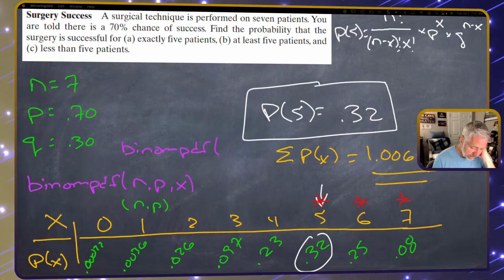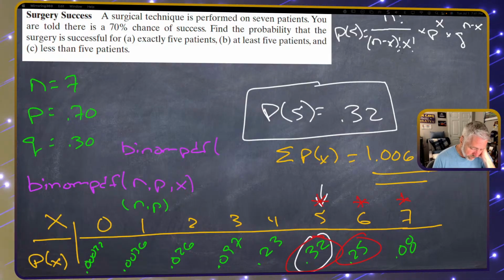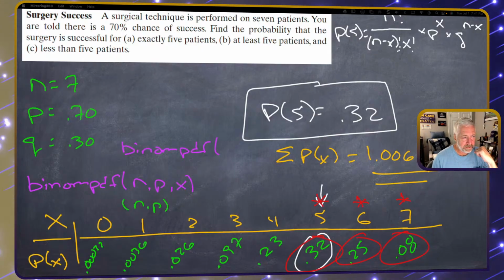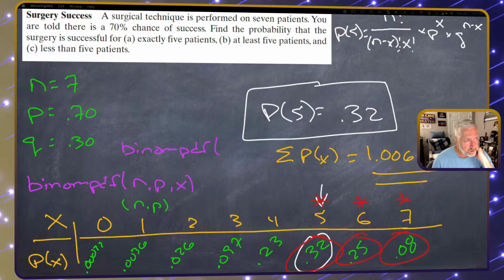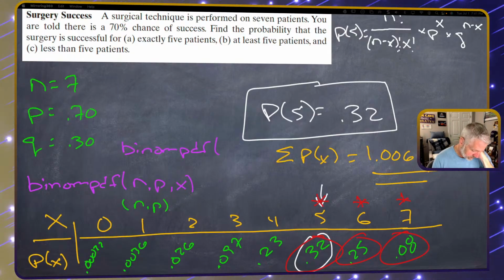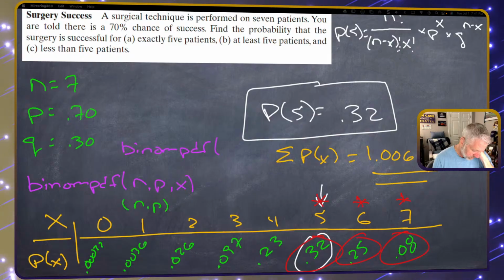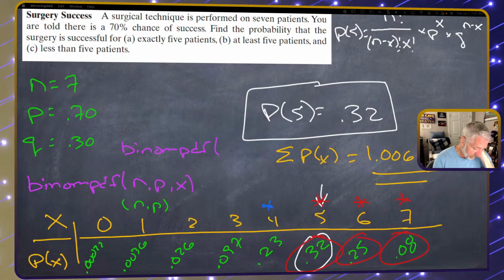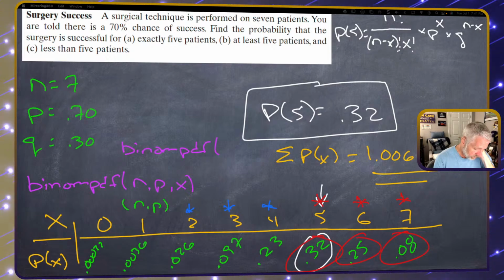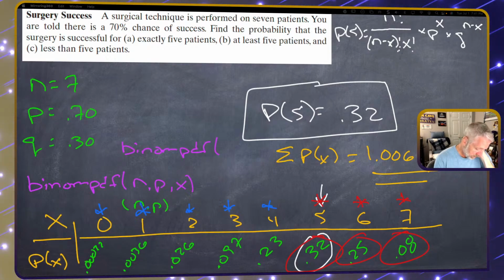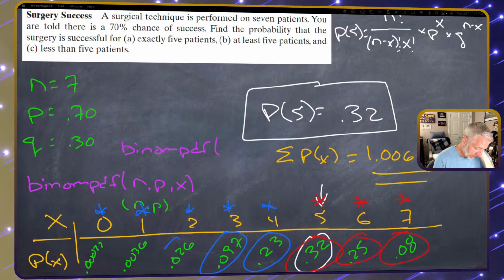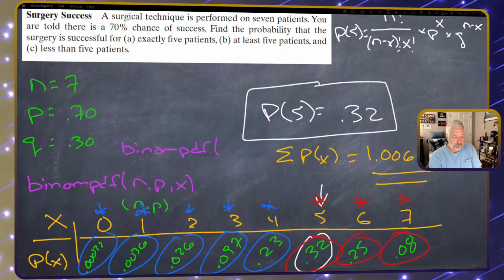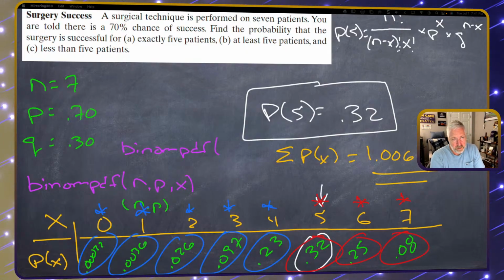The 6 and the 7. So you're going to add this one, and this one as the table gets messier. And then the last one that we're looking at here is less than 5 patients. What color have I not used that I could use? Less than 5 would be not inclusive with 5. So it would be 4, 3, 2, 1, and 0. So I'd add all those right there. And that would give me the probability we've got less than 5 patients.